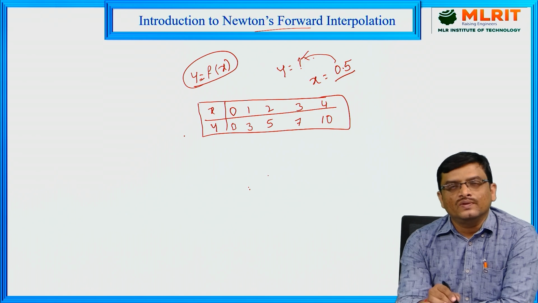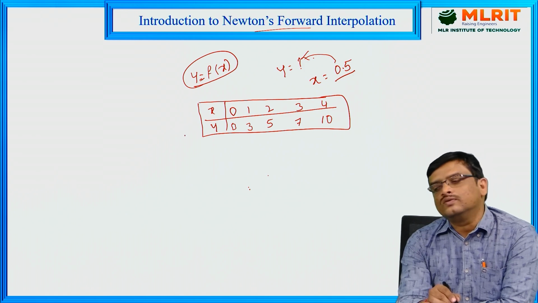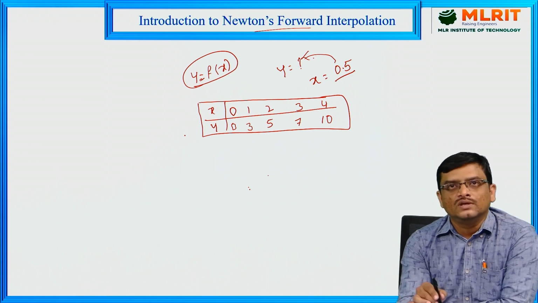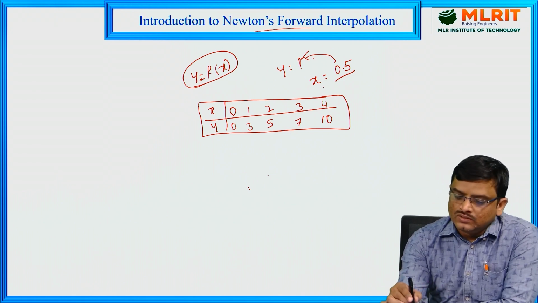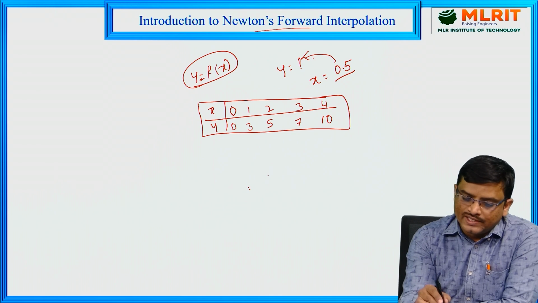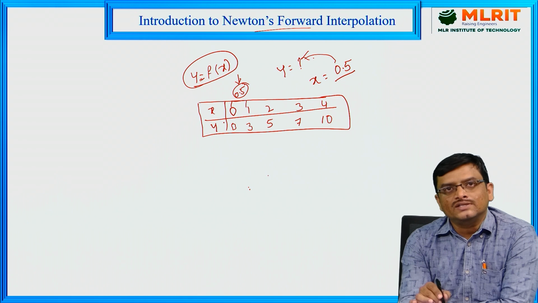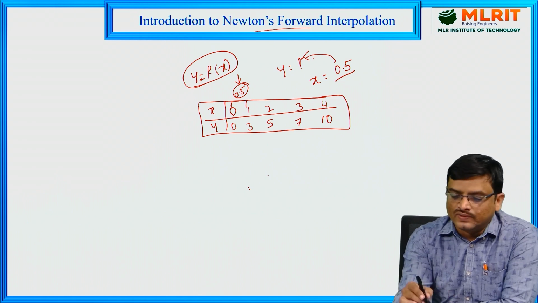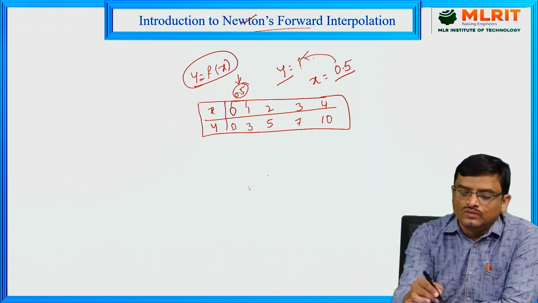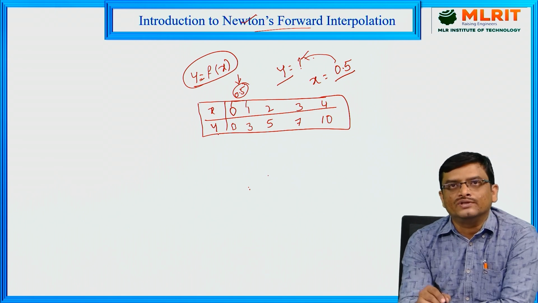Now we'll see why we have to apply Newton's forward interpolation here, and why we don't go for backward differences. x is equal to 0.5 lies between 0 and 1, and this 0.5 lies at the beginning of the table. So whenever the x value lies at the beginning of the table and you want to find the value of y at that point, we go for the Newton's forward interpolation formula.